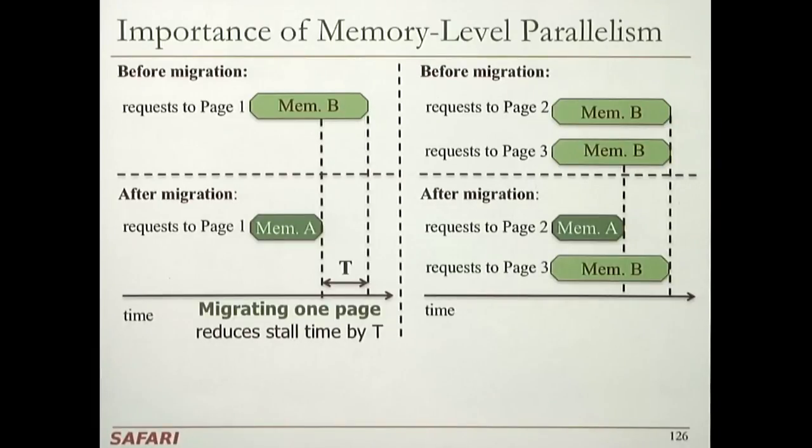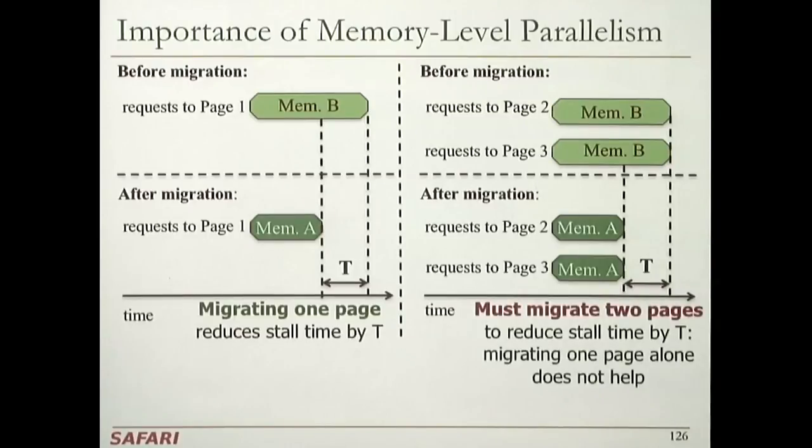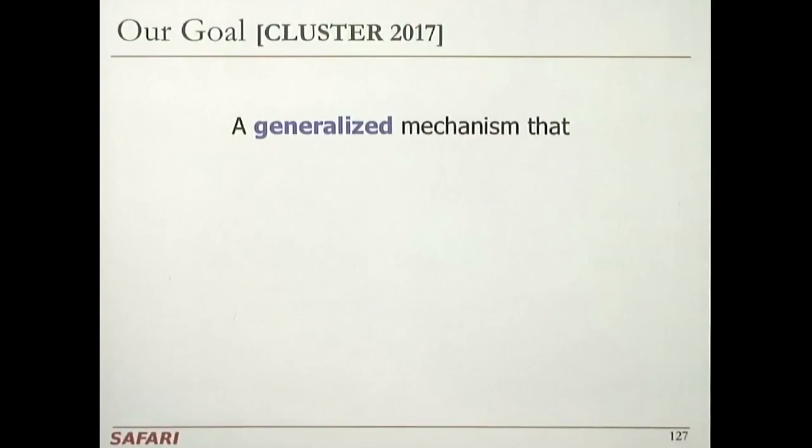This is a very similar idea. It was the MLP-aware cache replacement paper that you're reading. Basically, you need to migrate both pages. That's the sad part. So this overlap effect is actually very strong in systems. So if you don't take into account this memory-level parallelism, you may make the wrong migration decision. Even though you reduce the page access latency, your overall stall time doesn't reduce, right?